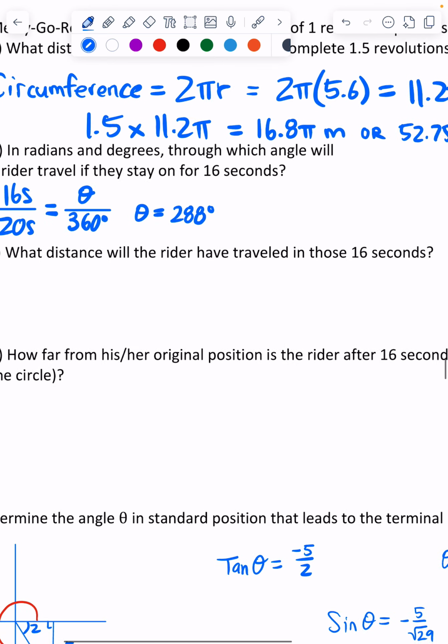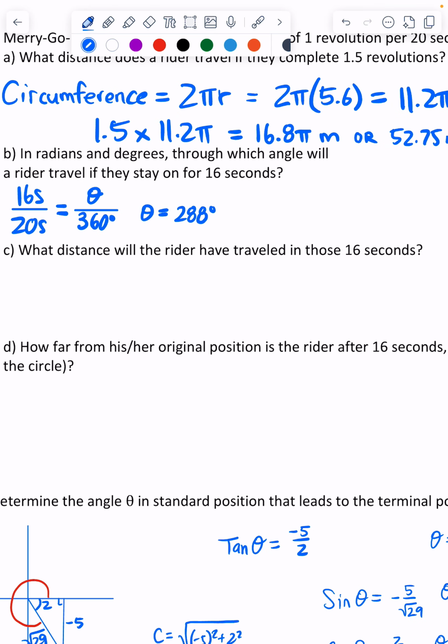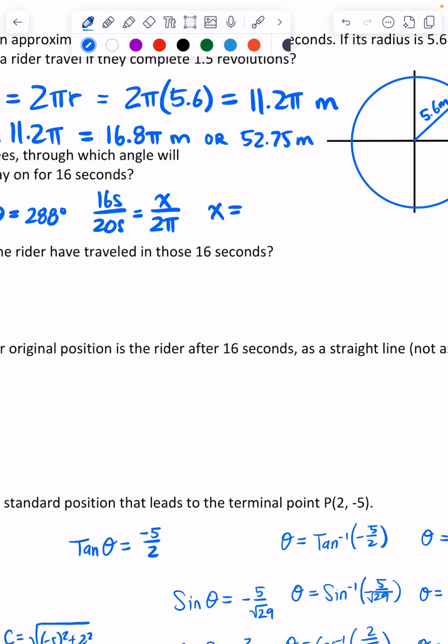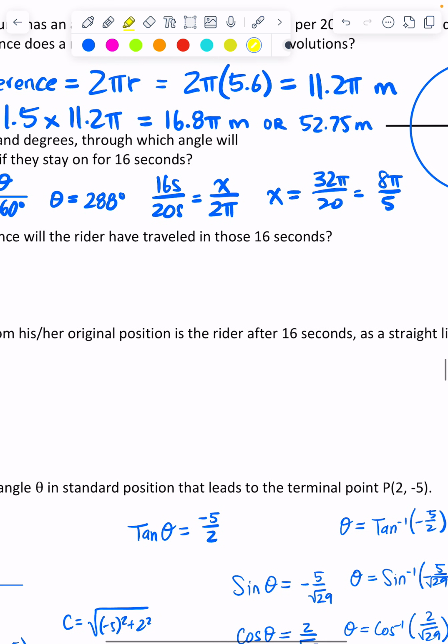Likewise, if you wanted to do this in radians, again, set up a proportion. You can just say 16 seconds out of the whole circle is equal to how many radians out of the whole circle, right? So again, to calculate x in this case, because it's radians, we're just going to multiply both sides by 2 pi, and you end up getting 32 pi out of 20, which reduces down to 8 pi over 5. And I think if you had done the direct conversion using the measurement formula, then you would have ended up with this as well. So a couple ways for you to access that idea.